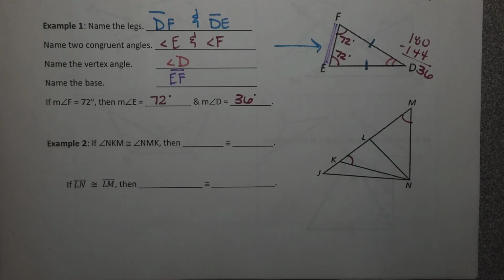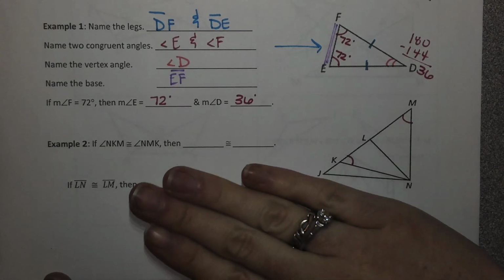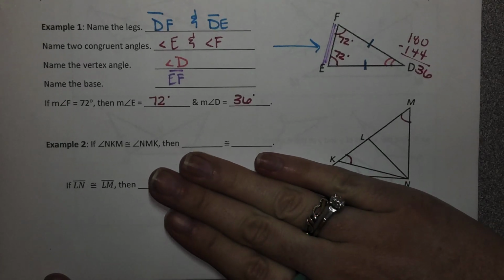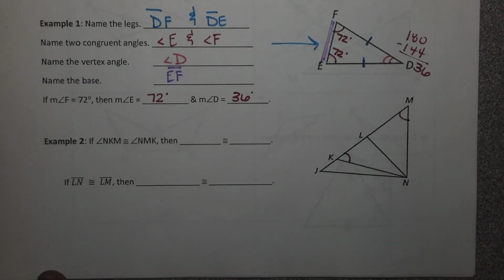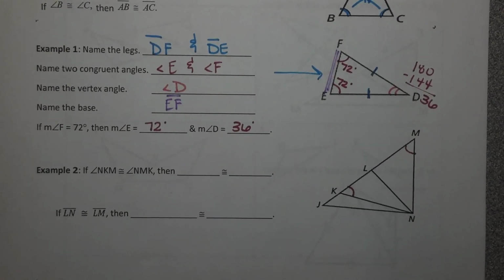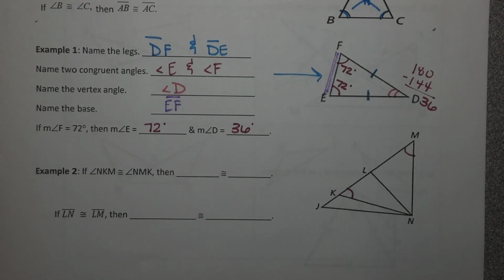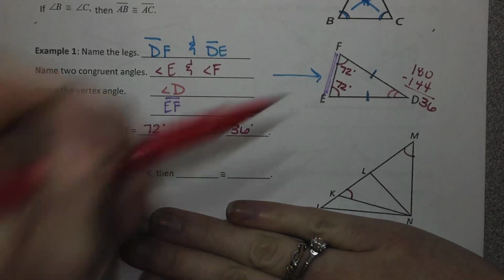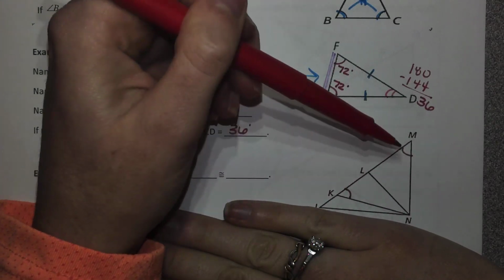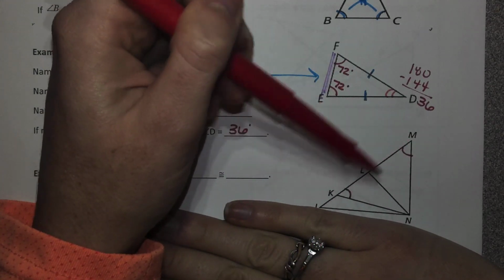So what else must be congruent? Ignore this part, we're not using that part right now. What we know right now is this would be the triangle we're talking about, MKN, and these two angles are the same.